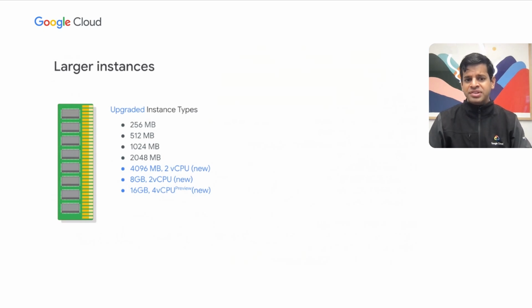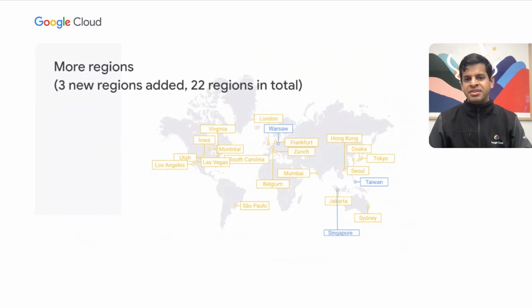Along with longer processing, we're also shipping larger instances with Cloud Functions. Now you can have up to 16 GB of memory, which is in preview, as well as the ability to have multiple CPUs. So think about larger in-memory operations, as well as embarrassingly parallel applications with your functions. We've also expanded the number of regions that are available with Cloud Functions, going to about 22 regions globally.